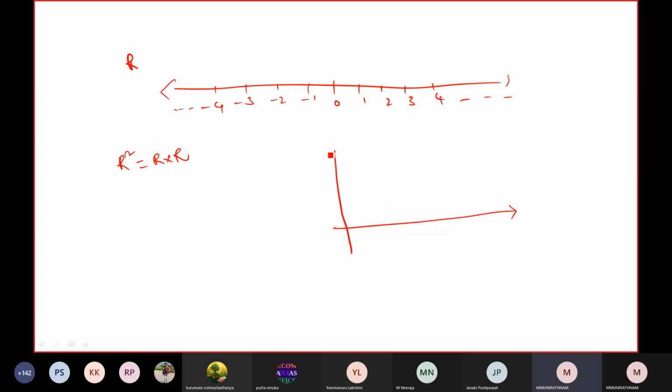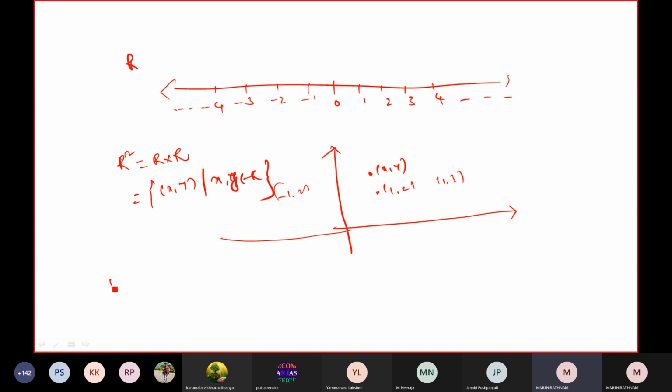R square is nothing but R cross R, the points in a plane, like x comma y: 1 comma 2, 1 comma 3, 1 comma 4, 2 comma 1, 2 comma 3, minus 1 comma 2, whatever. So the points in the plane are represented by R square. These are ordered pairs, x comma y such that x comma y is in R.